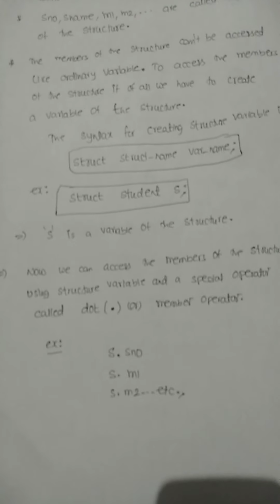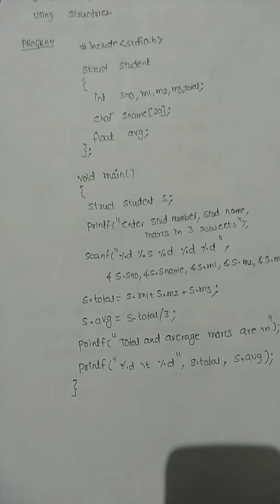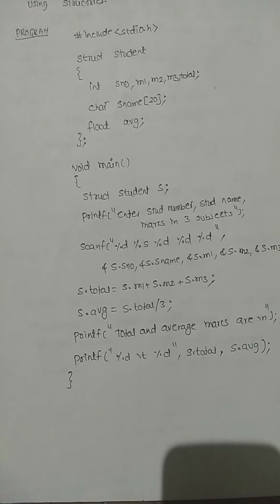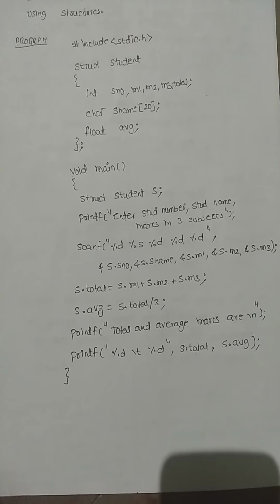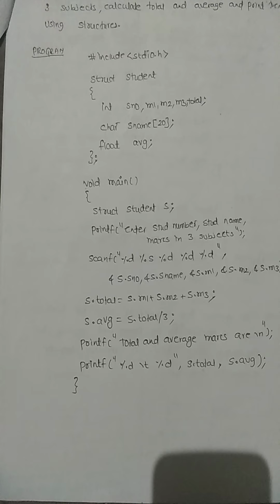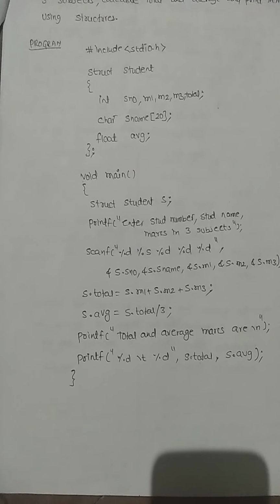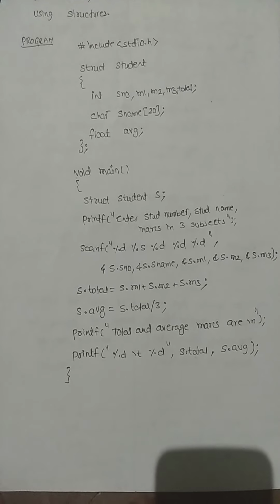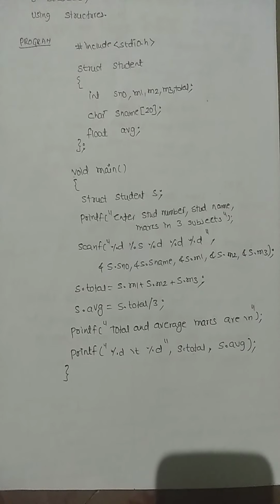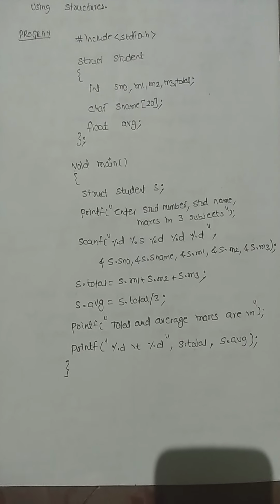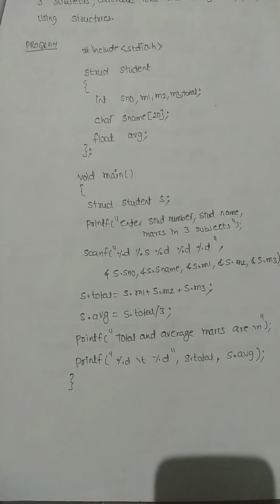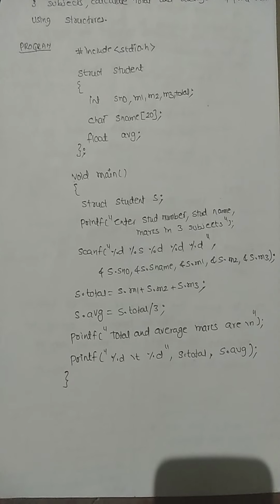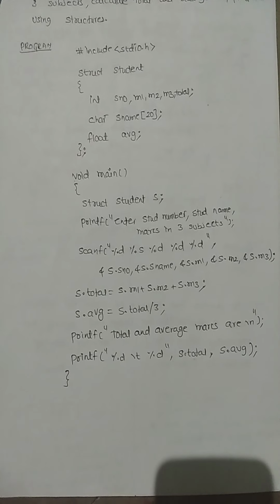First of all we are going to declare the structure. See, hash include stdio.h. Remember that the structure will be declared before the main. So we write struct student, int SNO, m1, m2, m3, total, character s name, float average. Close the structure, terminate with a semicolon. Go to the main. Now first we have to create the variable of the structure, as we already saw: struct student s. Then printf enter student number and marks in 3 subjects.